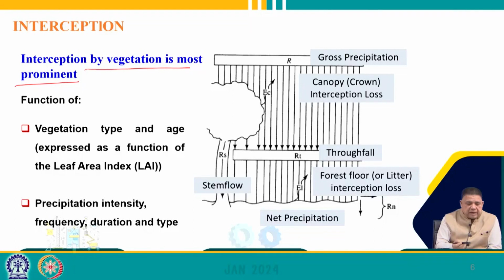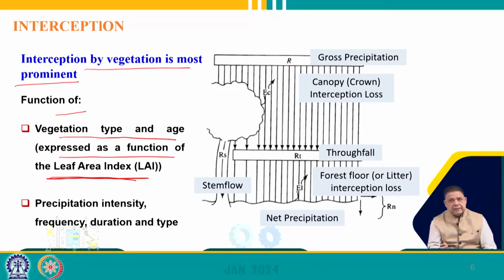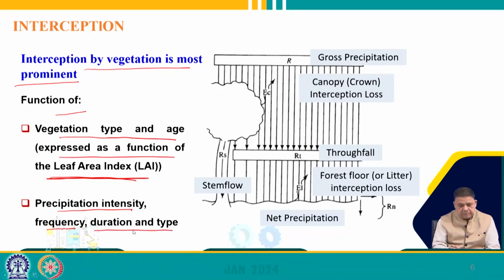Interception by vegetation is a function of vegetation type and age, and is expressed as a function of leaf area index. I think you know what leaf area index is. For a particular vegetation type, the age is taken in terms of leaf area index. Of course, it is also a function of precipitation intensity, frequency, duration and type. So it depends on the precipitation and the abstract object, which is vegetation here.